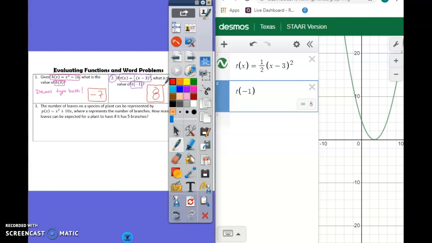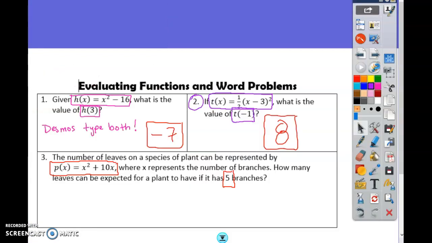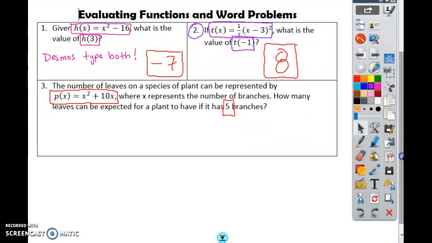Okay? And then the last one is the same way, because they gave you an equation. So I'm going to type this in Desmos, and I'm going to type this one in Desmos. I need to find what that is. So let me make this bigger. What's another way for me to write the 5? What's a way that I can write the 5? P of 5.